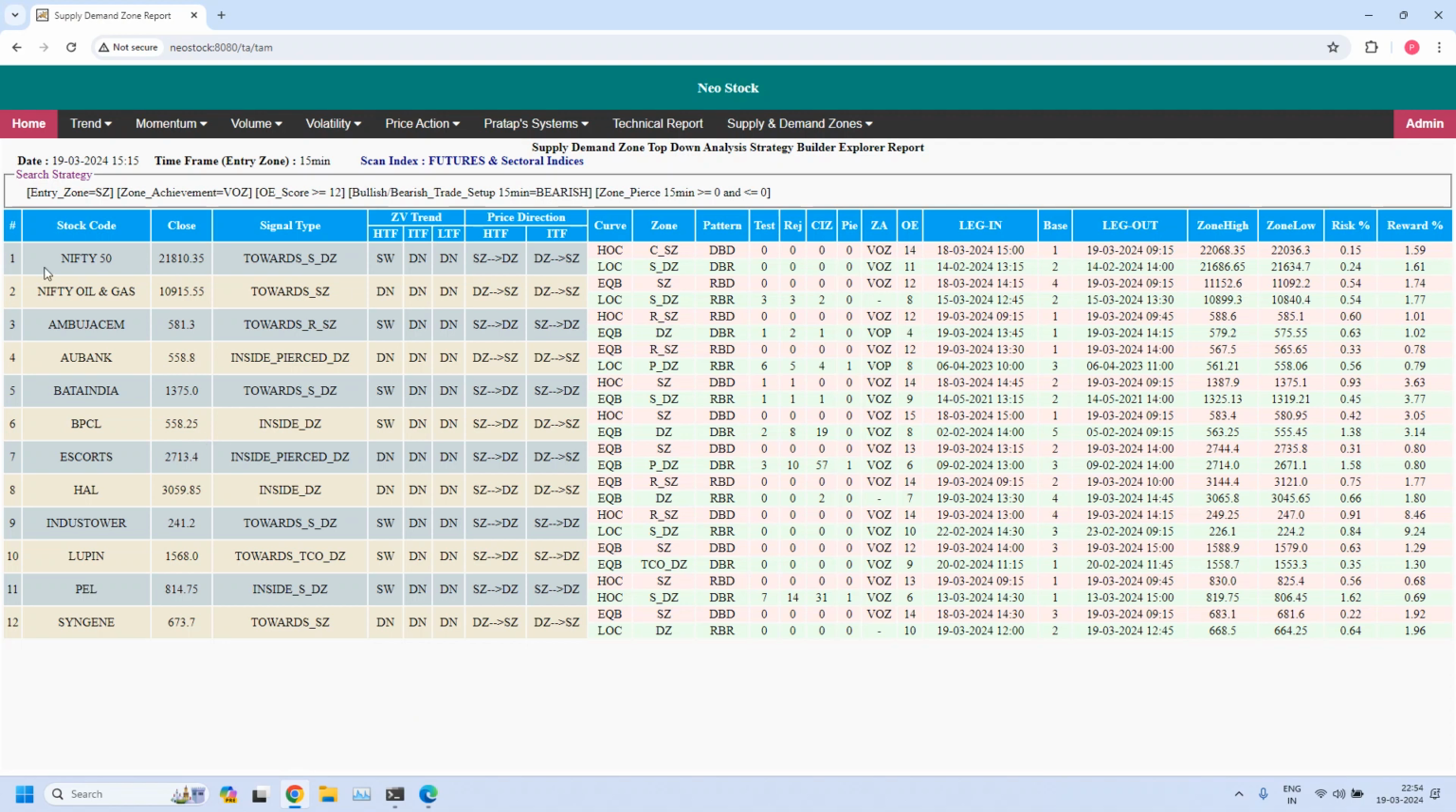Bearish trade setup recommends short trade. Bullish trade setup recommends long trade. These are the points you should remember. So you should look into the supply zones.